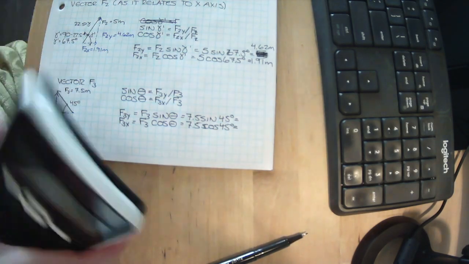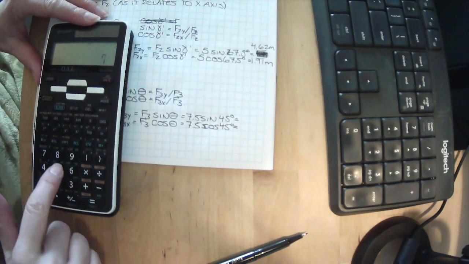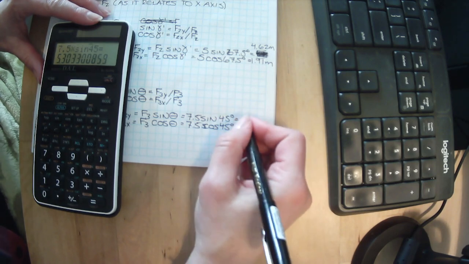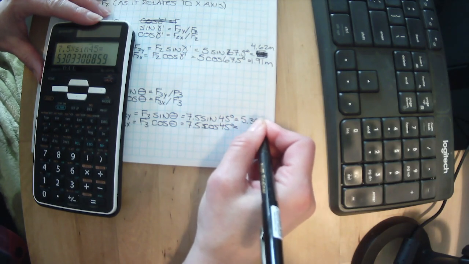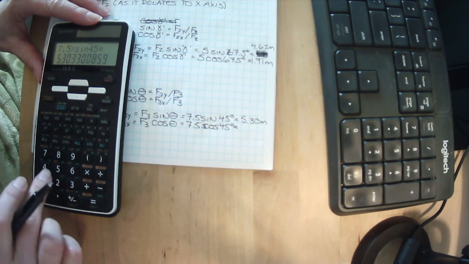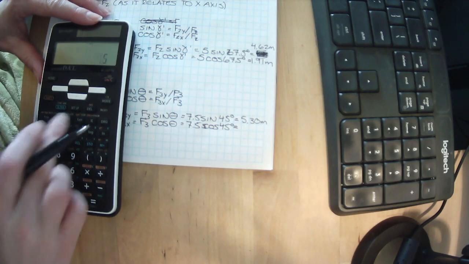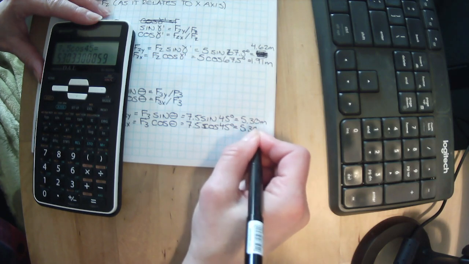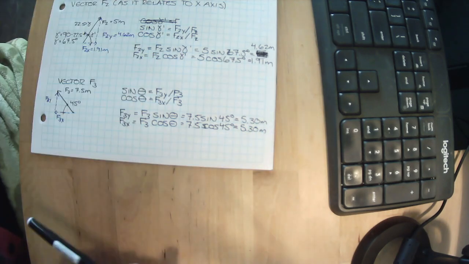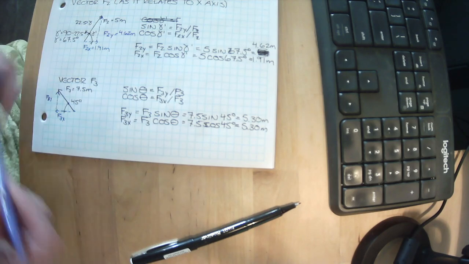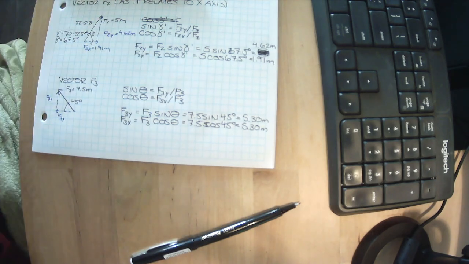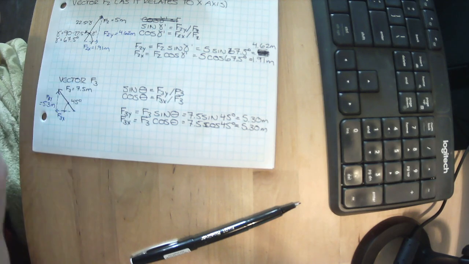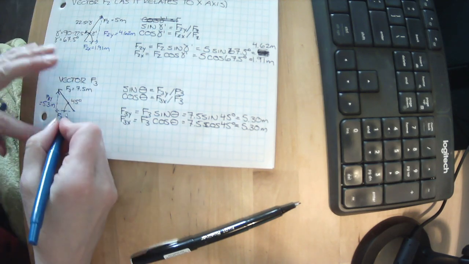Let's plug that in. 7.5 times the sine of 45 equals 5.30 meters. And 7.5 times the cosine of 45 degrees equals 5.30 meters. So it looks like both of these values are exactly the same, which matches what we've drawn. So that works out well.